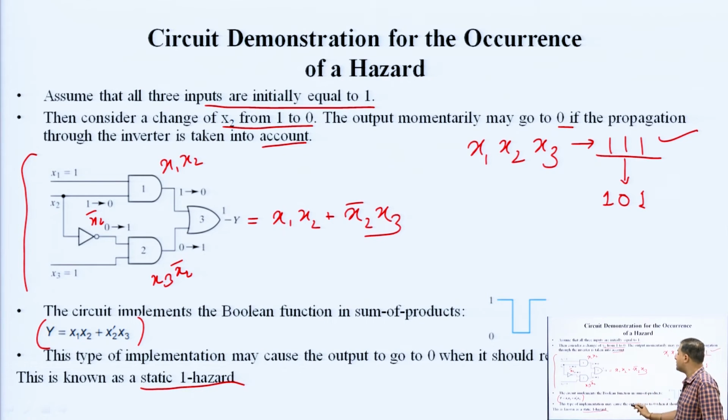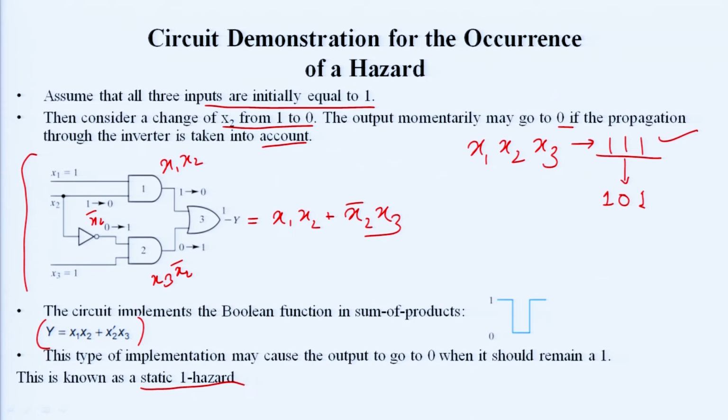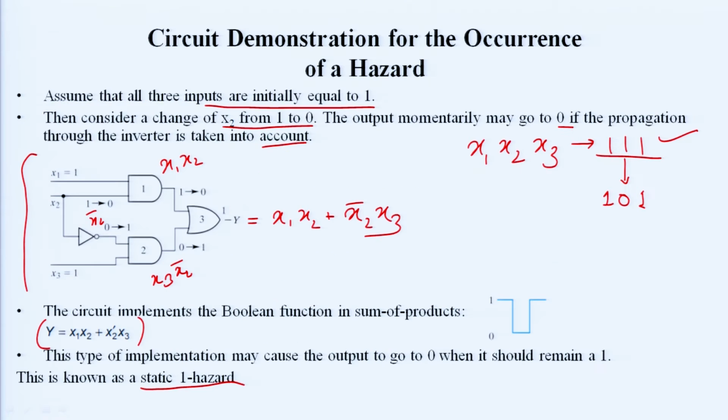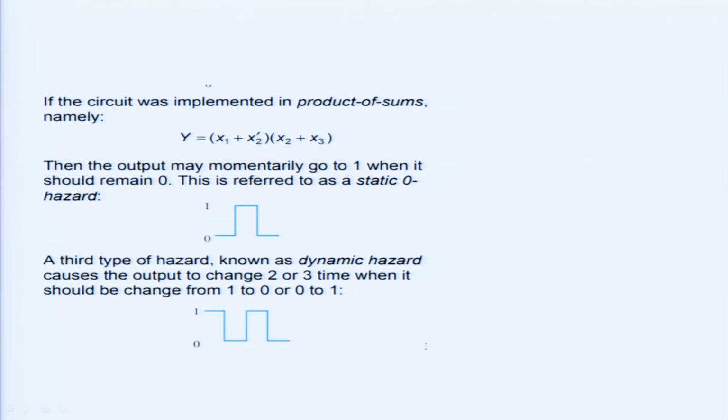So, that is why it is called a static 1 hazard. Clear? Okay. Now, we have written this in the sum of product form. But if we write this in the product of sum form, what will be remaining?